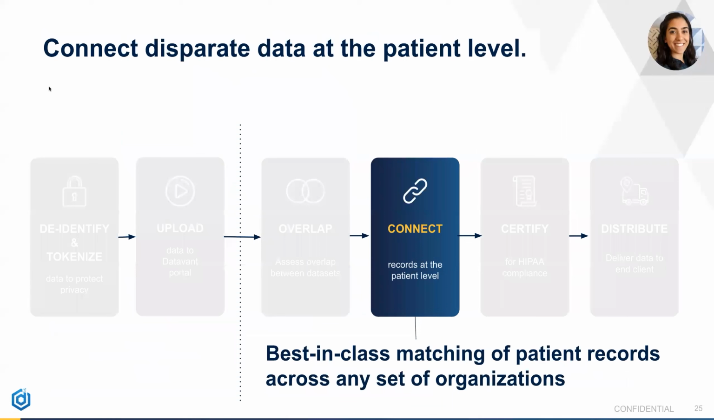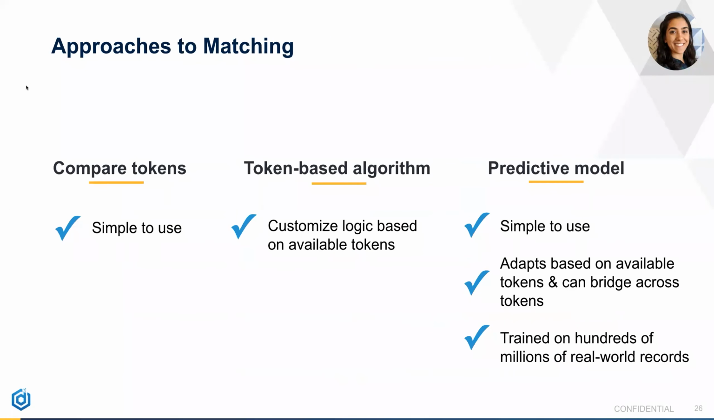Thanks, Chris. With Datavant Match, you can connect disparate data at the patient level with best-in-class matching of patient records across organizations. Matching is not a one-size-fits-all approach. All of us know this, and there is a natural trade-off between precision and recall. We recognized how important that flexibility is in designing our matching solution. There are 3 ways to match records.